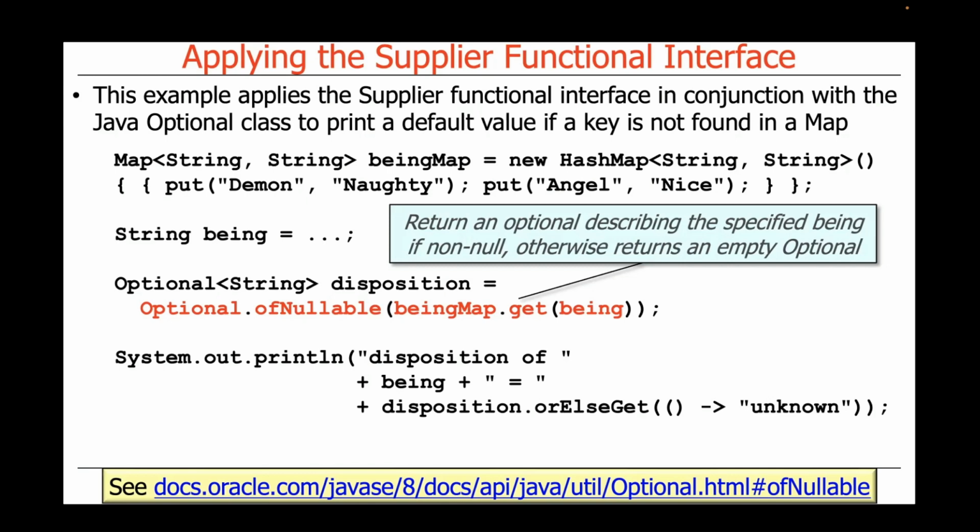And an Optional is essentially an object that either has a value if it's present, or if it has no value, it's called absent. And all the operations essentially become no-ops if the Optional doesn't have a value.